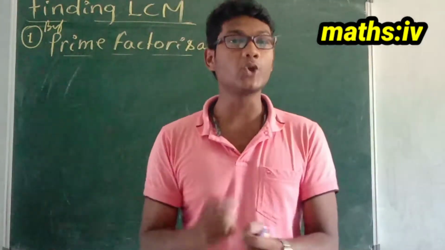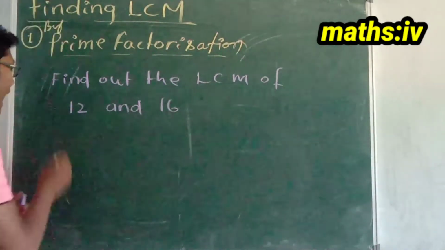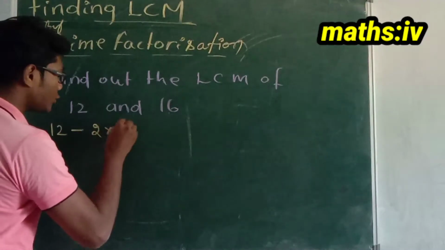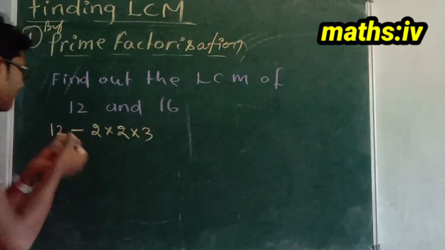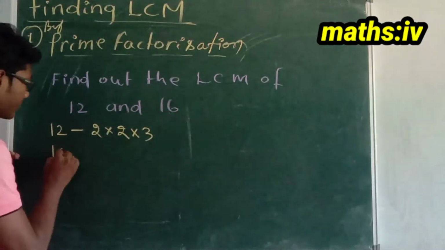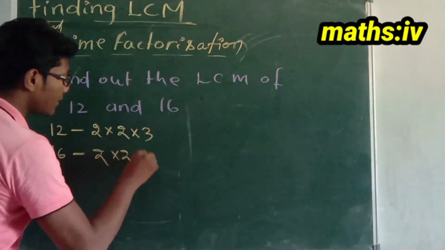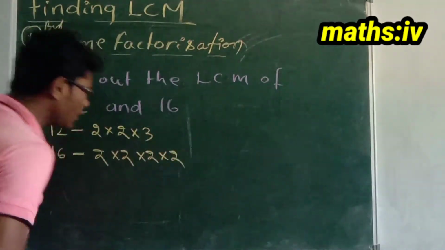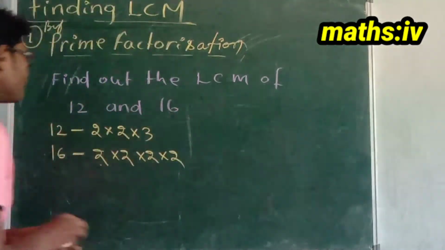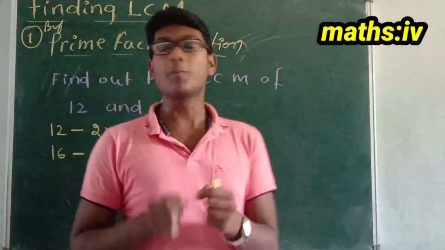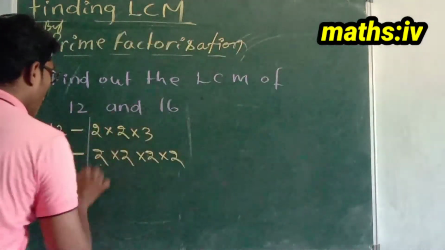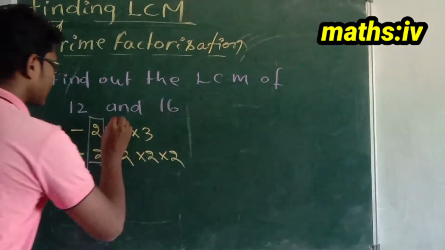Clear? Now let's do some examples. Students, to find the prime factors of 12, 2 multiplied by 2 multiplied by 3. These are the prime factors of 12. Next, 16. Prime factors of 16: 2 multiplied by 2 multiplied by 2 multiplied by 2. 2 2s are 4, 4 2s are 8, 8 2s are 16. Now what should we do? We should multiply all the prime factors, but we shall take common prime factors only once.